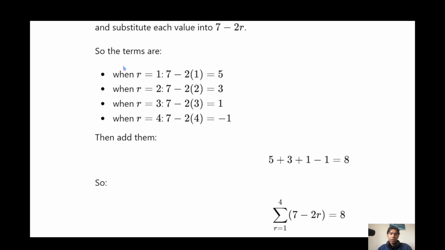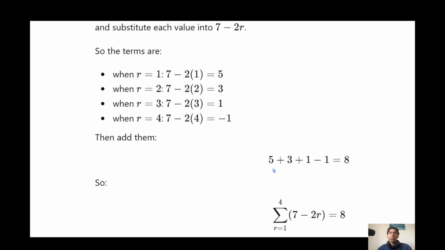So the terms are: when r equals 1, 7 minus 2 multiplied by 1 equals 5. When r equals 2, 7 minus 2 multiplied by 2 is equal to 3. When r equals 3, 7 minus 2 multiplied by 3 is equal to 1. And finally, when r equals 4, 7 minus 2 multiplied by 4 is equal to minus 1.